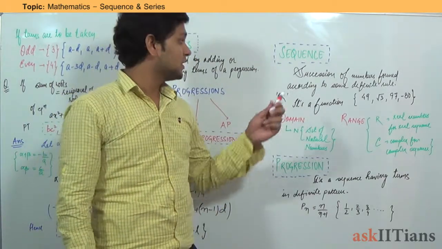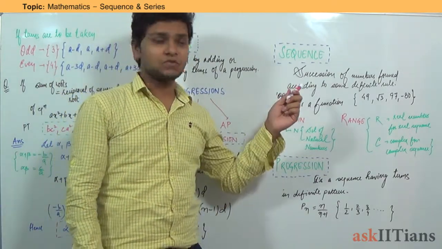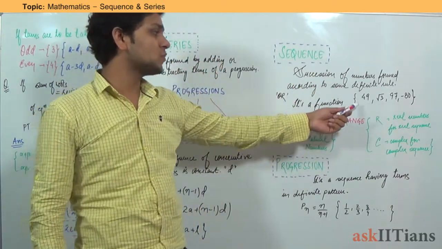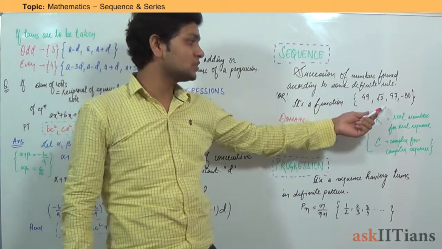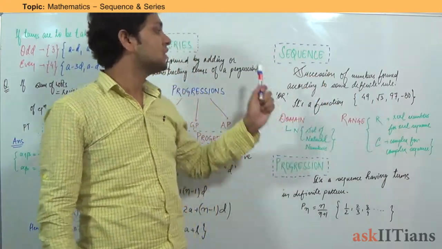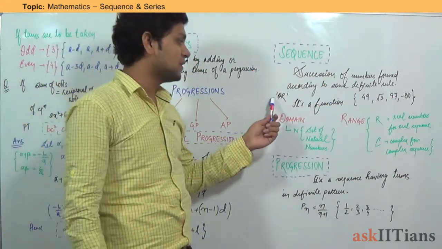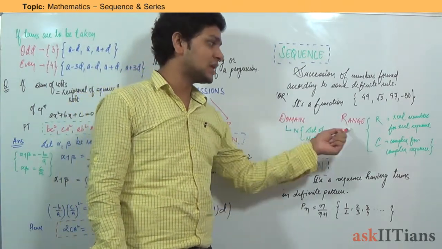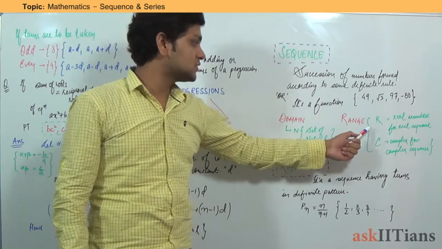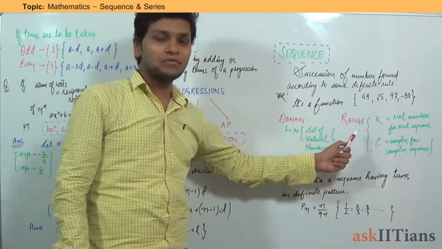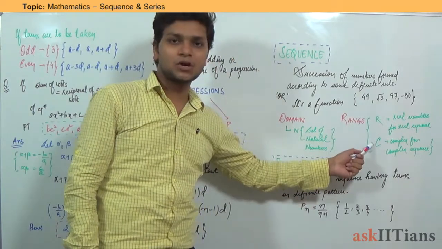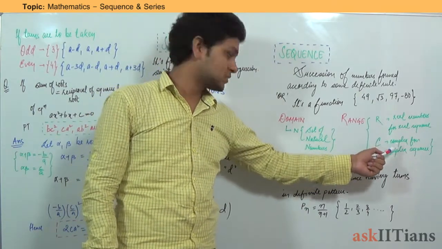The term sequence means a succession of numbers that is formed according to some definite rule. Another definition in terms of mathematics is that it is a function whose domain is a set of natural numbers and whose range depends upon the type of sequence we consider. If we are considering a real sequence, the range is going to be real. If we are considering a complex sequence, the range is going to be complex.